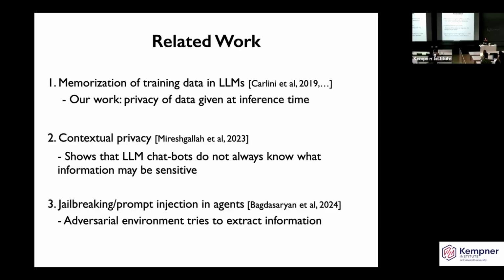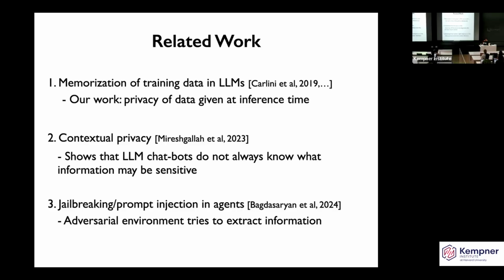There's also been a line of work on contextual privacy. There's work from a group at Google, but the Mireshghallah et al. paper was kind of the first paper which started looking at this. And they're talking about privacy in a social setting. So you have a chatbot which knows sensitive information about you, and you are chatting with it. And what they also show is that the LLM chatbots do not always know which information may be sensitive, right? So they don't always realize what is sensitive.